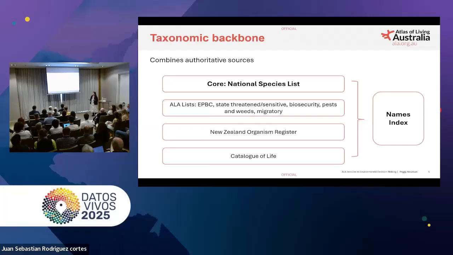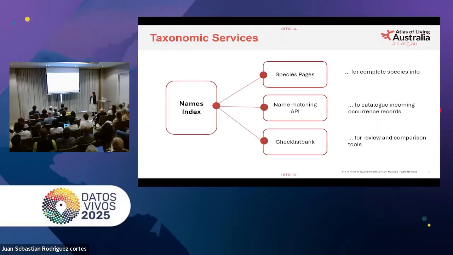And with that, we merge all those together and build a names index for Australia. Once we've done that, our names index, and I think I'll read this from the bottom up because that's chronologically how it works. We take our names index, we put it into Checklist Bank, we do reviews there, and use the diff tools to compare national and state taxonomies. Of course, it sits behind our name matching API so that we can catalogue incoming occurrence records, and it forms the basis of our species pages, like our Australian Species Encyclopedia information.